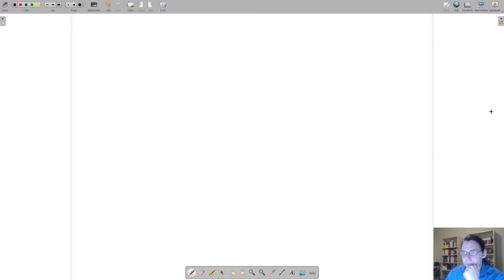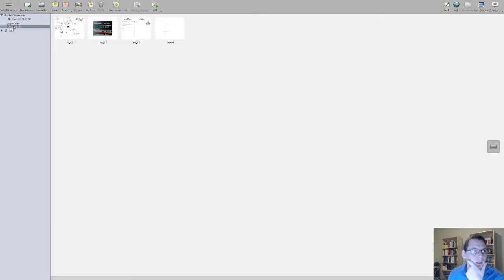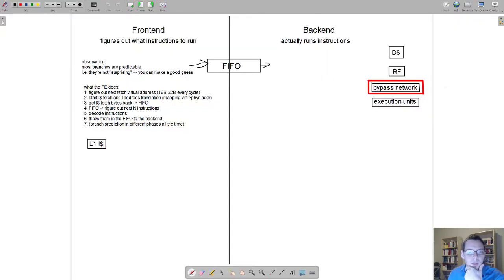So last time, I got to this thing, with this whole front end back end split, and so I have here a FIFO where the tentative instructions are inserted. At this point, this is just a prediction from the branch predictor. We don't actually know if these are the instructions we should be executing. We're just guessing.